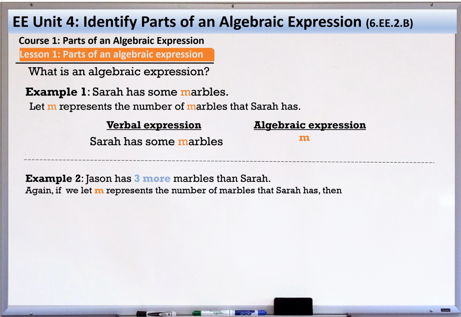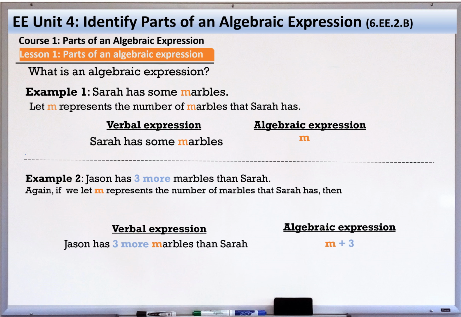Take it a little bit further. Jason has 3 more marbles than Sarah. Again, if we let M represent the number of marbles that Sarah has, then our verbal expression is 3 more marbles than Sarah. We take that M that we said was Sarah's marbles, and we add 3, and that tells us how many marbles Jason has. As soon as we know how many marbles Sarah has, we can know how many Jason has.